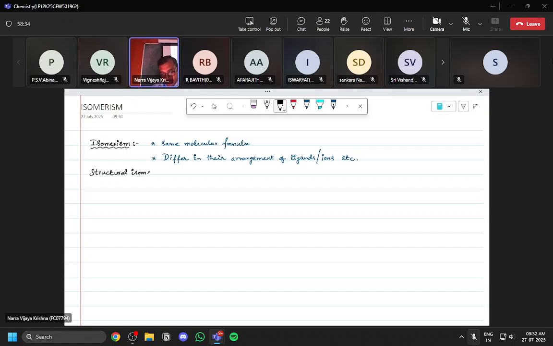Now, first I will start with structural isomerism. Directly, I am giving examples instead of writing all those rules, so I will explain along with examples. First type of isomerism: ionization isomerism.